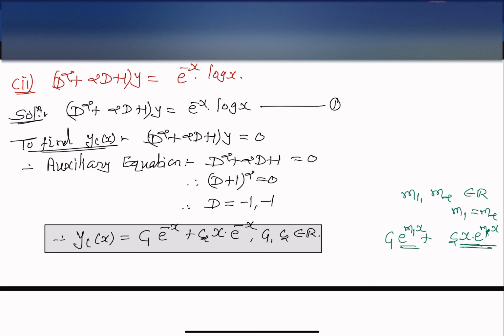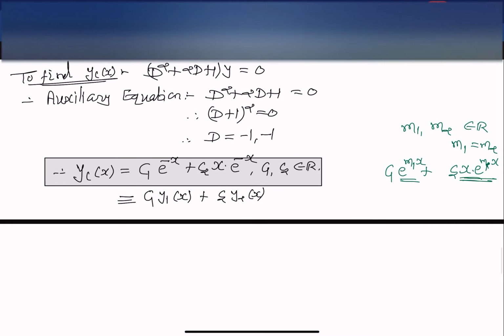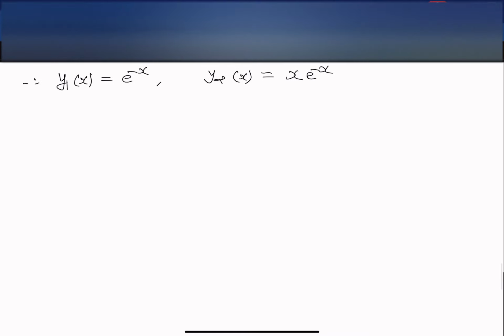Right. Now for variation of parameters, what do we need? We need y1 and y2. So I compare this with c1 y1(x) plus c2 y2(x). And therefore, what is my y1? e raised to minus x. What is my y2? x e raised to minus x. Right. Once we have y1 and y2, we are able to find the Wronskian.